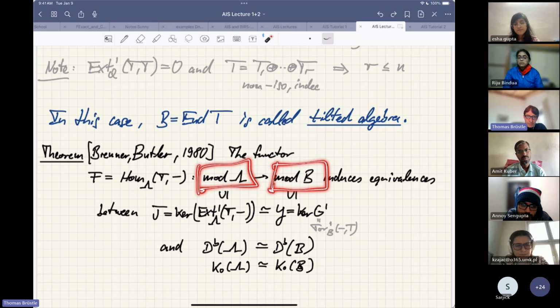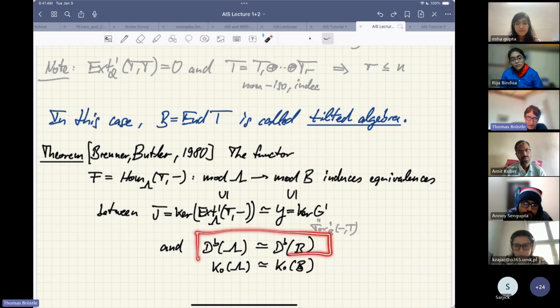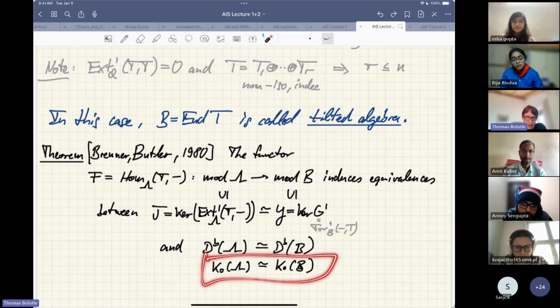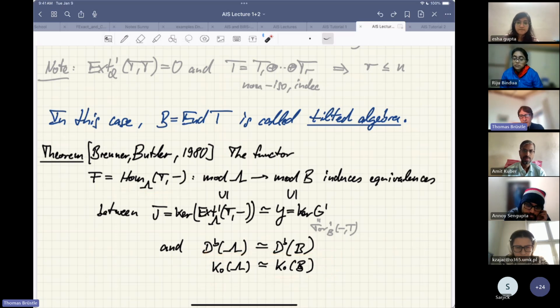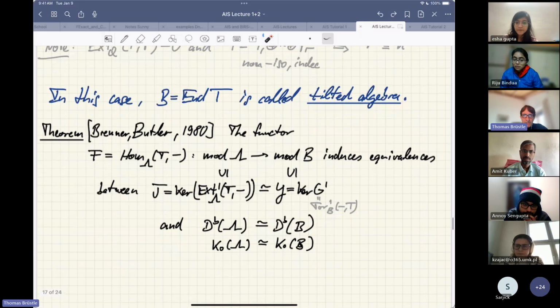And this identification is even more beautiful in terms of the derived categories. They become equivalent, and the Grothendieck groups are also equivalent under this same functor. So this is a nice theory that allows us to identify derived categories and certain parts of the module categories. So this is the classical tilting theory. I will not go more into detail of this one.